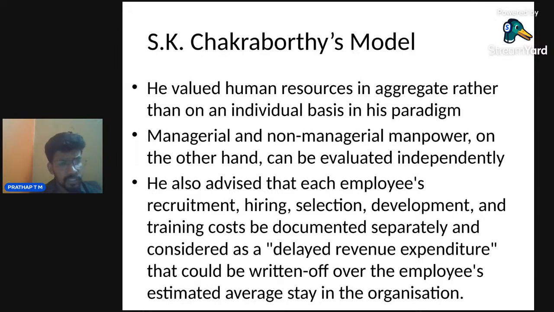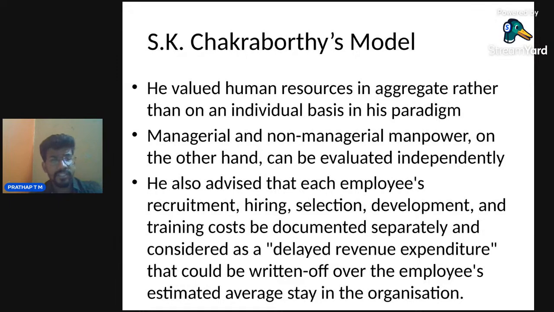So here it is not considering only the individual perspective; it is considering a group manner, how the group of employees contributed to the organization's development. Based on that, we can determine the value of any human resources. Along with that is the managerial and non-managerial manpower.